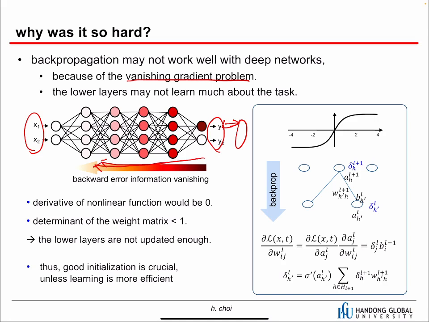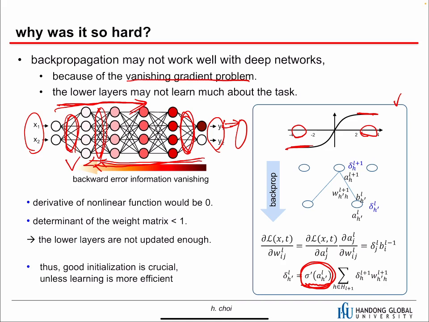Why is that? If you look at these neural network equations, there is a derivative of the activation function. When we go back to the input layer, every layer has this term. If it is a hyperbolic tangent, then whenever the input is around here or here, the derivative is 0. Every time we multiply by 0, the information vanishes. So there was a big problem. The higher layers are updated enough, but the lower layers are not updated enough, so it got stuck.